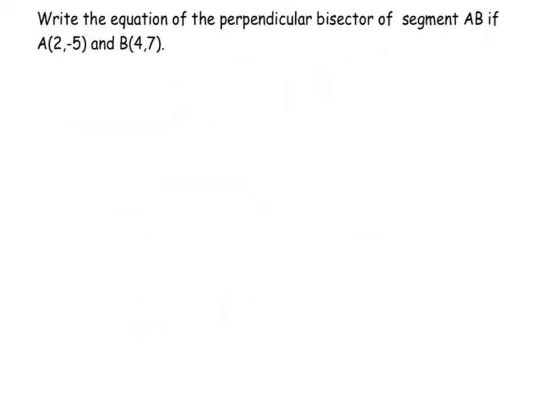In the last example, we have to write the equation of the perpendicular bisector of segment AB with the given ordered pairs of 2, -5 and 4, 7. First, we have to define what a perpendicular bisector is. A perpendicular bisector of segment AB, any segment AB, is a line, a ray, or a segment that passes through the midpoint of segment AB and is perpendicular to segment AB.